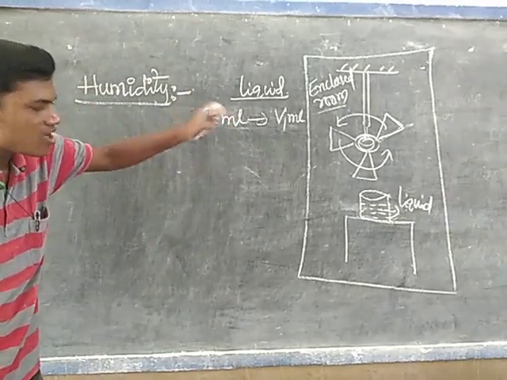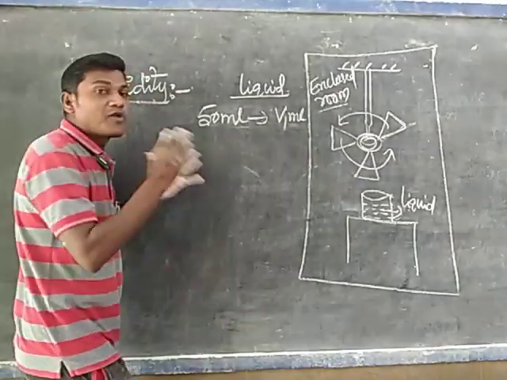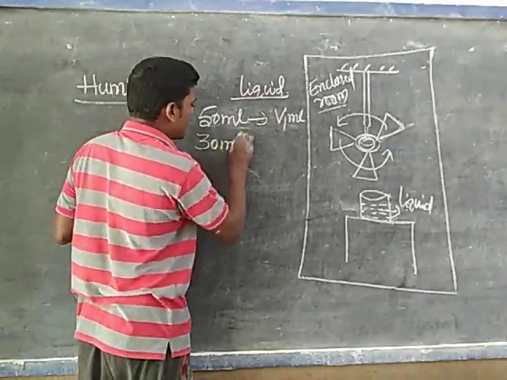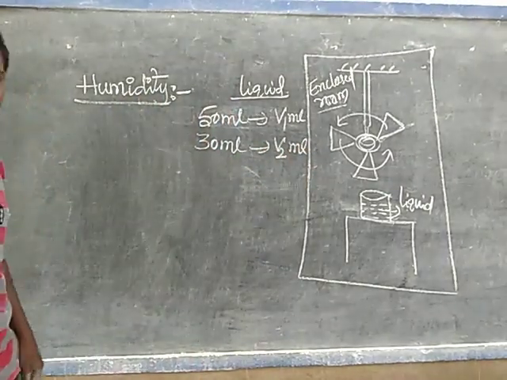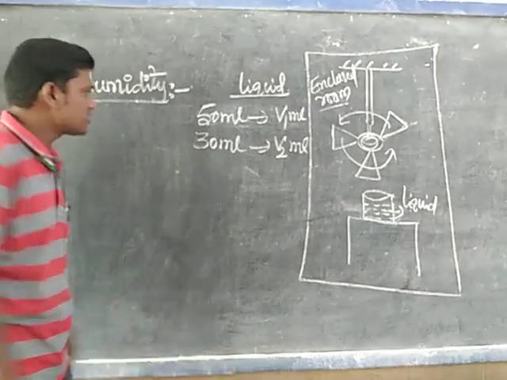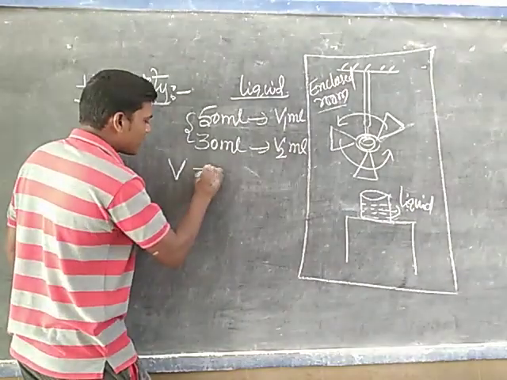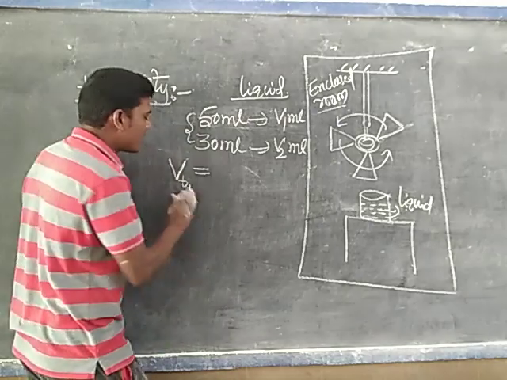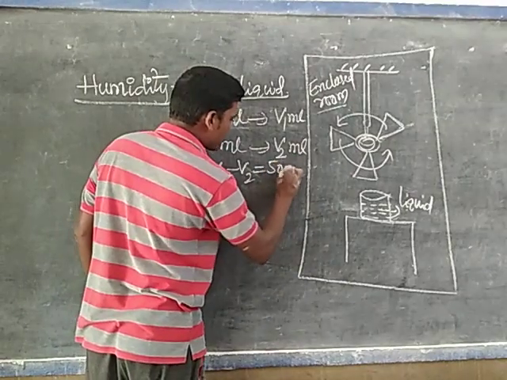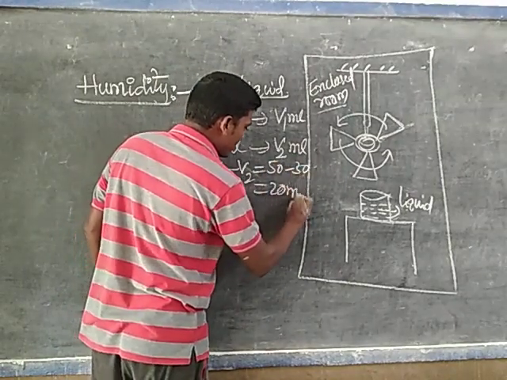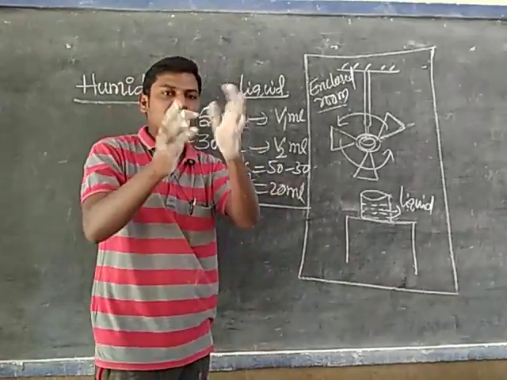Now after 4 or 5 hours we come back and measure with the help of the measuring jar. We observe nearly 30 ml. That means the volume of the liquid in the beaker after 4 or 5 hours is 30 ml. What is the difference? V equals V1 minus V2, that is 50 minus 30, so 20 ml. That means 20 ml of liquid is evaporated.